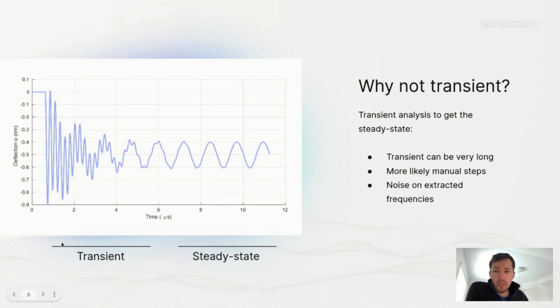Additionally, you are more likely to have manual steps involved if you want to get the steady state by going through a transient analysis, because you have to run the transient to the steady state, and then do a frequency analysis of the response at the end. So this is more likely to involve manual steps for the user, and more time consuming to set up. And also, of course, you never exactly reach steady state, so you also have noise on the extracted frequency. So there are a lot of downsides here, with not much or no upside at all to the transient analysis.